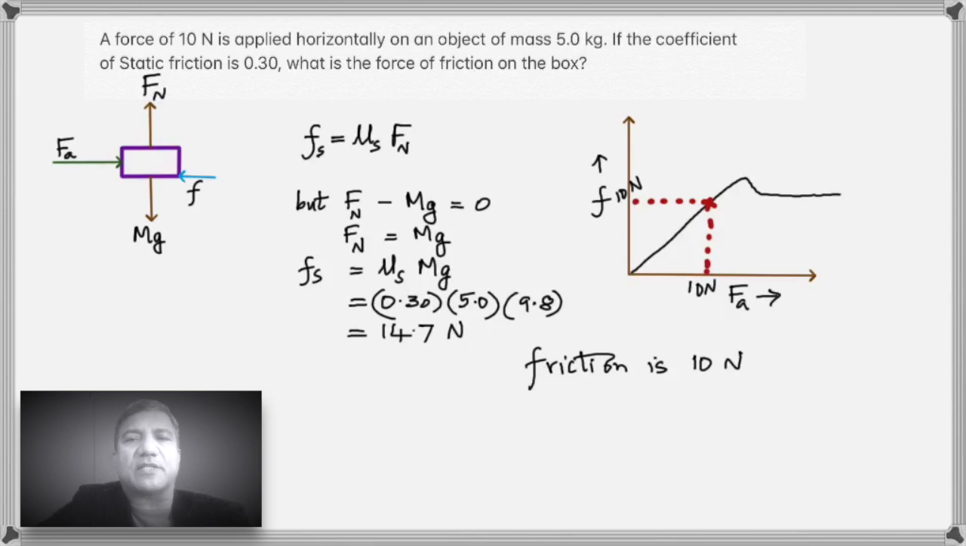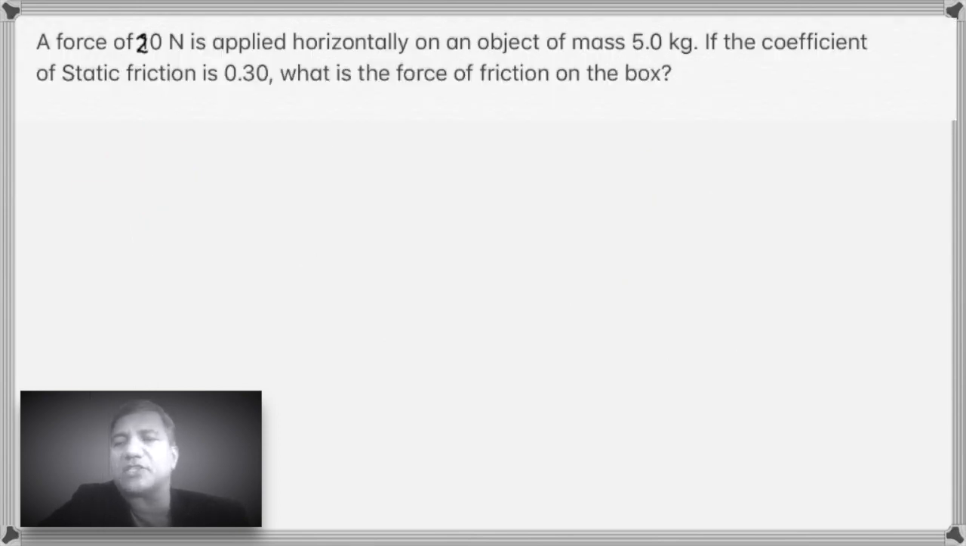Let's move on to the second one. In this case, I just changed the 10 Newton to 20 Newtons. It's the same problem. And I'm trying to show you something here. Remember that in the last case, the maximum value of static friction was only 14.7 newtons, and we are applying 20 newtons. So obviously the object is going to move because the applied force is more than the static friction. The free body diagram will be the same. And we have already calculated static friction to be 14.7 newtons.